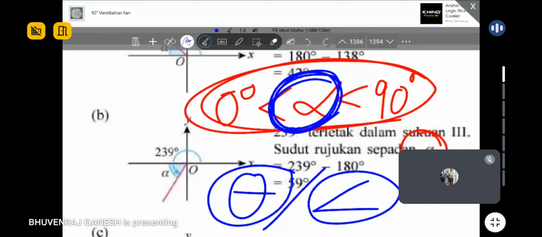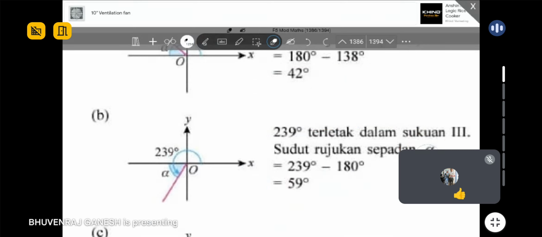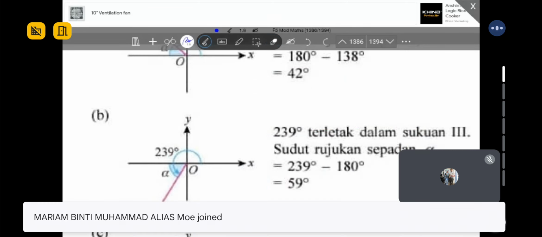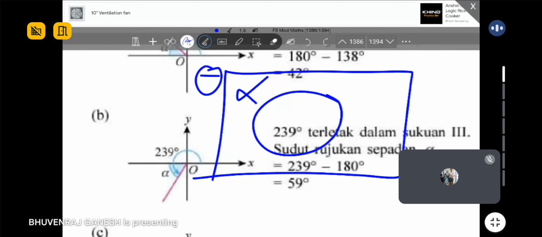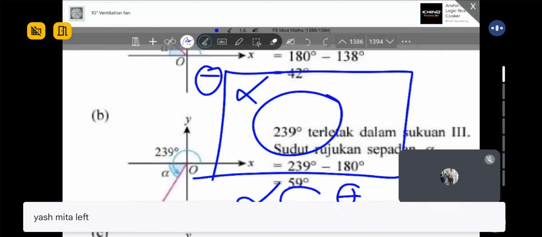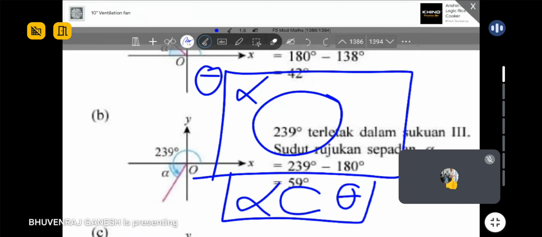Okay? So example, maybe I draw for you. You understand better. You all understand set, right, guys? Kamu semua tahu operasi set kan? Okay, so this is the set operation. This is theta. Alpha is this. Can you all see it? Alpha is a subset of theta. Boleh dapat? Faham? Hubungan yang ni? So this is what I'm trying to explain lah in simple word.